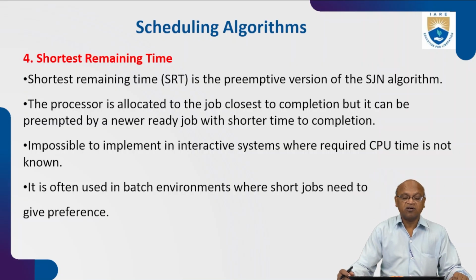Another algorithm is shortest remaining time. Shortest remaining time, SRT, is the preemptive version of the SJN algorithm. The processor is allocated to the job closest to completion, but it can become preempted by a newer ready job with shorter time to completion. It is impossible to implement in interactive systems where required CPU time is not known. It is often used in batch environments where short jobs need to be given preference.